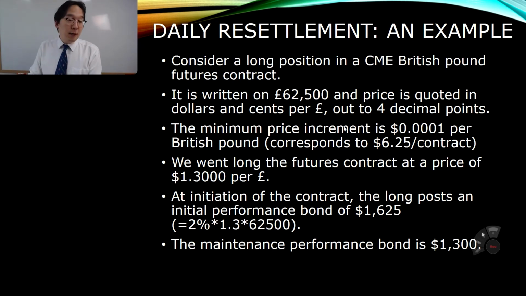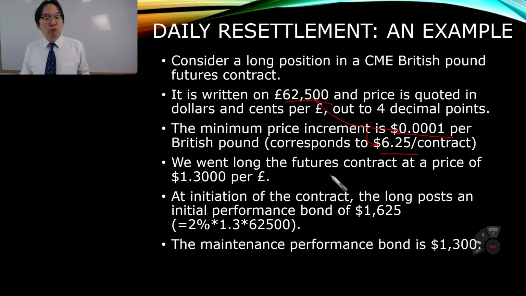The minimum price increment is 0.0001 dollar per British pound, or 0.01 cent per British pound, which corresponds to 6.25 dollars per contract, because this is just a multiplication of these two. We went long the futures contract at a price of 1.3 dollars per pound.